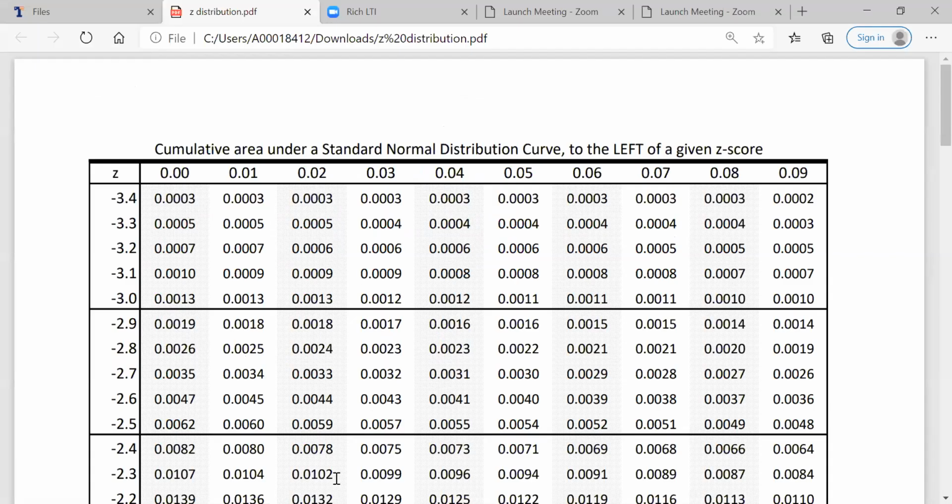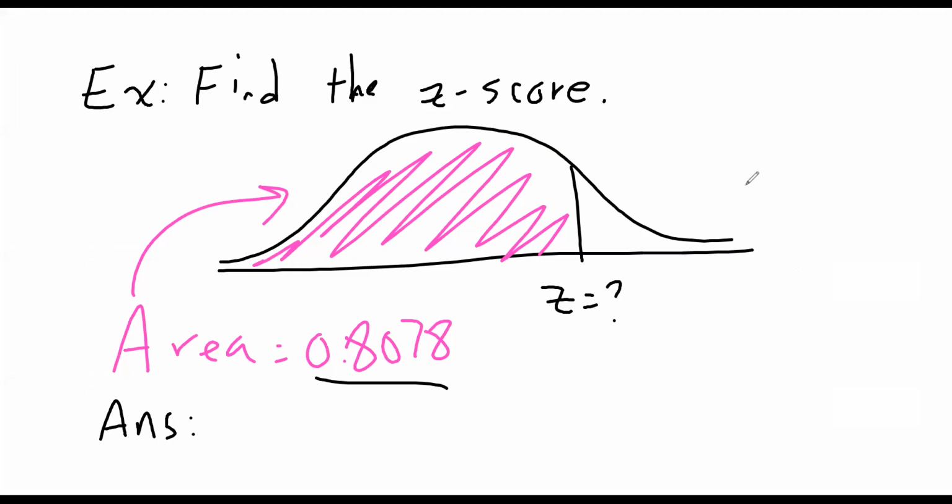Actually, before we go looking, let's go back and look at the picture and think about this. I know one thing about the Z. It's got to be positive. Why? Because number one, 0 is in the middle, and number two, it's split in half at the middle, meaning 50% is to the left. We have more than 50% of it shaded. We have 80.78% shaded. So I already know that I'm looking for a positive Z value. So let's just go ahead and go to the positive part of the chart.